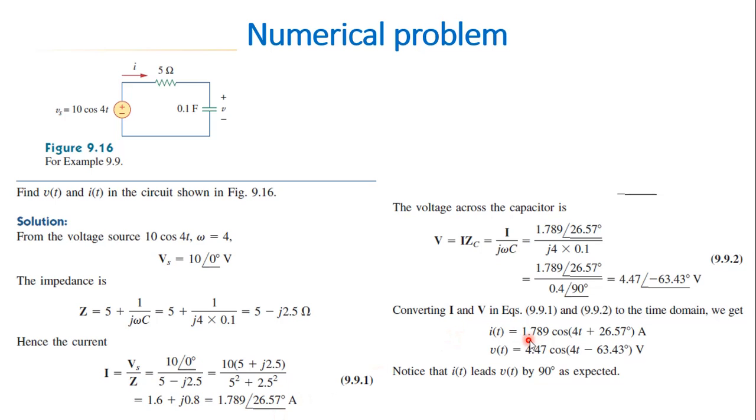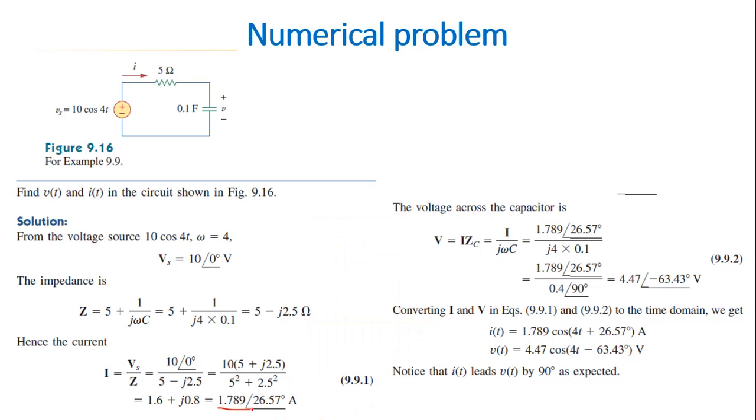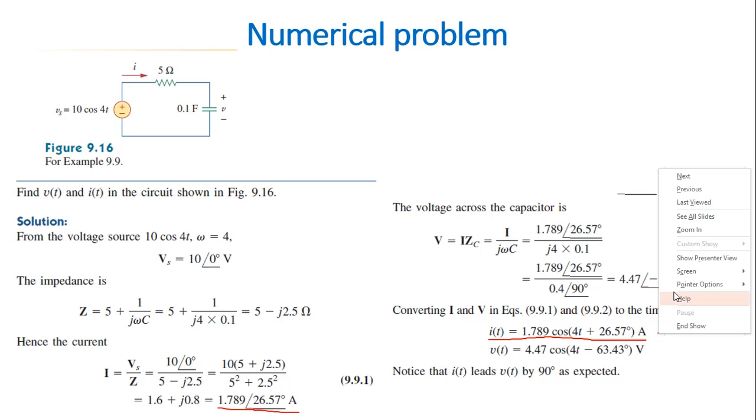The current is represented in phasor form here, and it can be represented in time domain form as given here: 1.789 cos of 4t plus 26.57 degrees amperes, since omega is 4. So this is the value of current in the time domain.